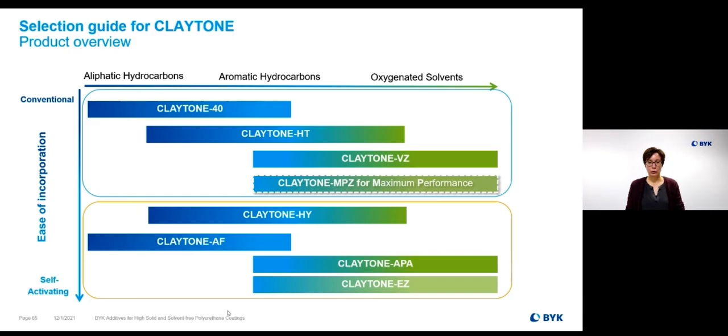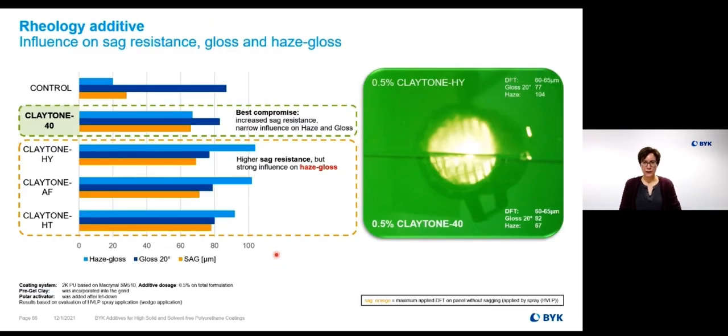I would like to show you now some examples in application. In that case, it was not used in high solid systems, but we used a 2K PU based system, which was based on Macronal SM510. The dosage of our rheology modifier was 0.5% on total formulation, and it was done with a pre-gel, so it was not incorporated as powder, but as pre-gel.